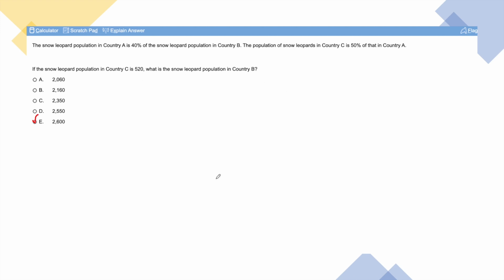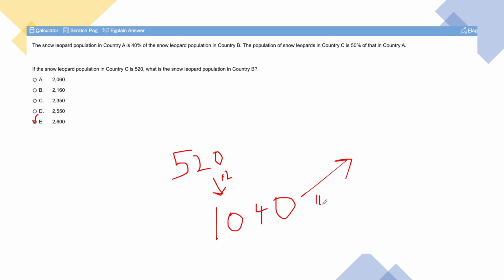Again, all doable in the head. If you want to write it out, C is 520, and we know that's 50%, so times by 2 to get 100% is 1040. Now we know that's 40% of the value, so get 10% first. If that is 40%, 10% is that divided by 4, which is 260, therefore 100% is going to be equal to 2,600. Standard question. Pretty good question, pretty easy marks. Next question now.